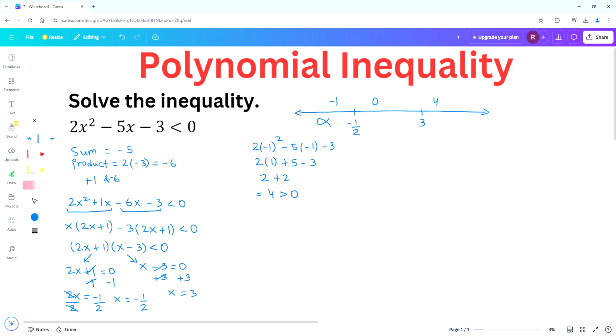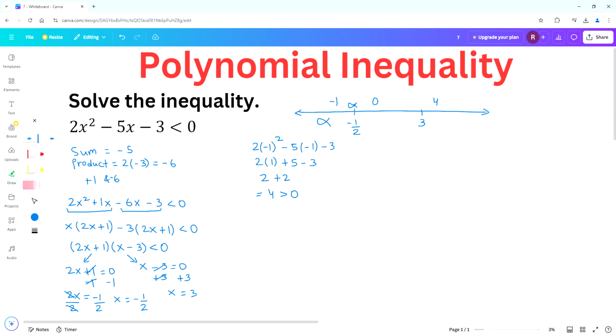Therefore, x equals -1/2 should not be part of the solution because in the given inequality, the quadratic expression should be less than 0, not less than or equal to 0. This is a very important concept we need to understand to solve this type of problem.